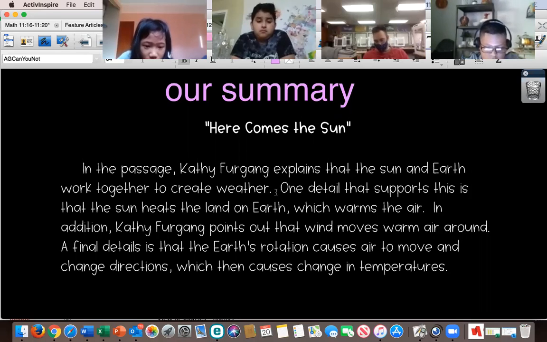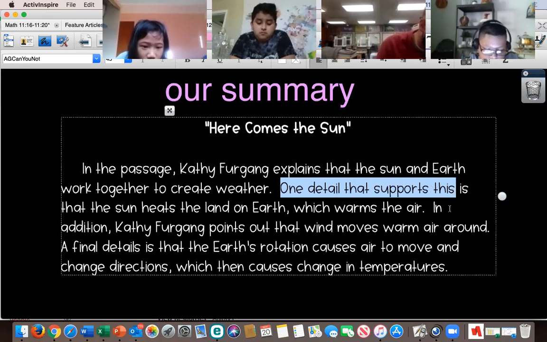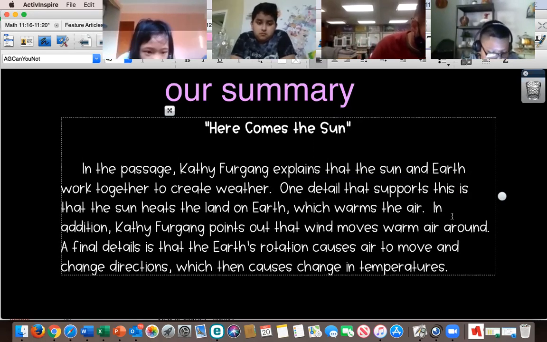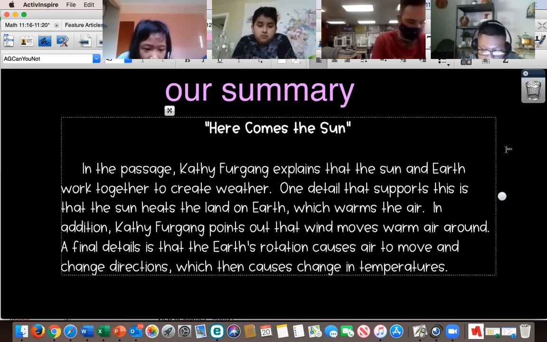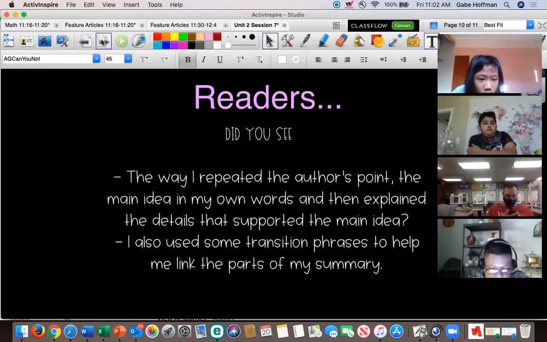Then we're specific about what we're talking about next. One detail that supports this is, and then we named that detail. So that's something really important where it says one detail that supports this. Those are some good fourth grade words you can use in your summaries that are telling us what you're writing. And then we went on to name the rest of them.